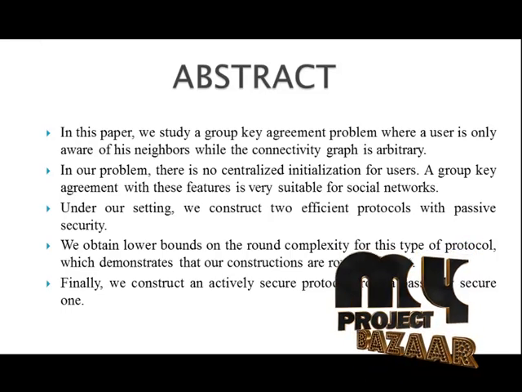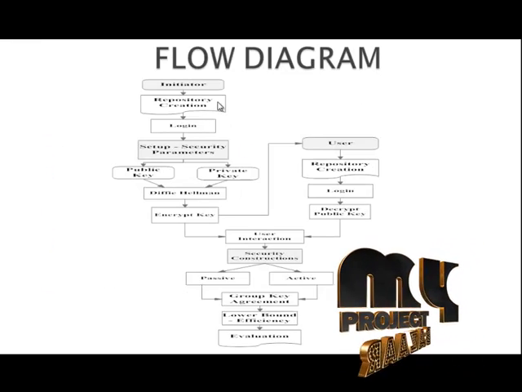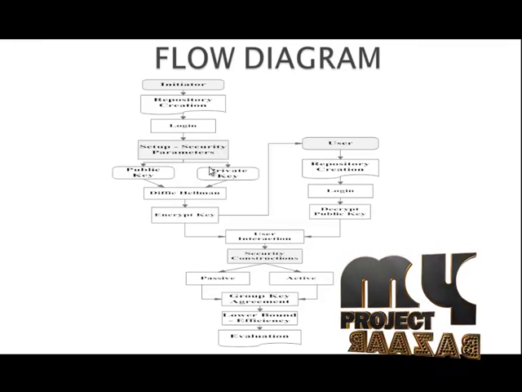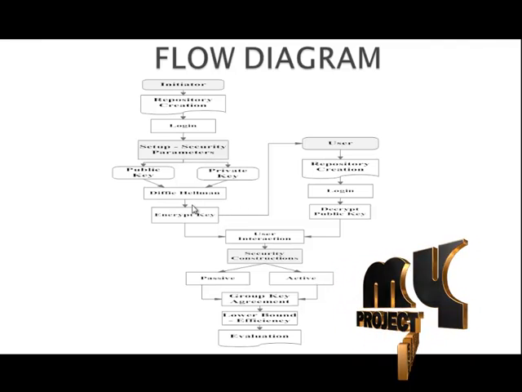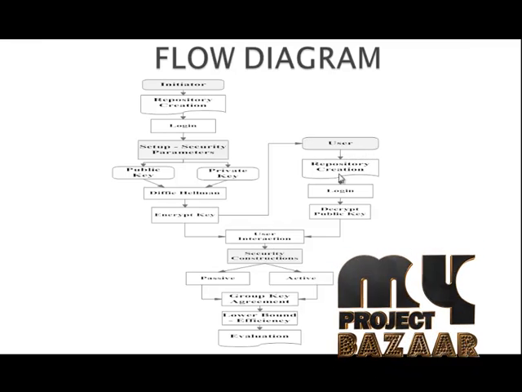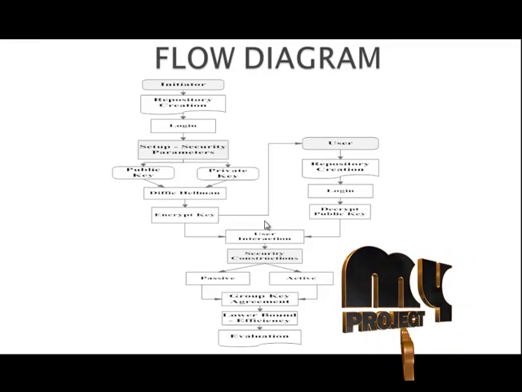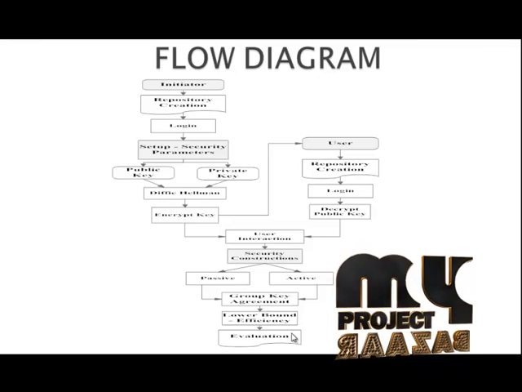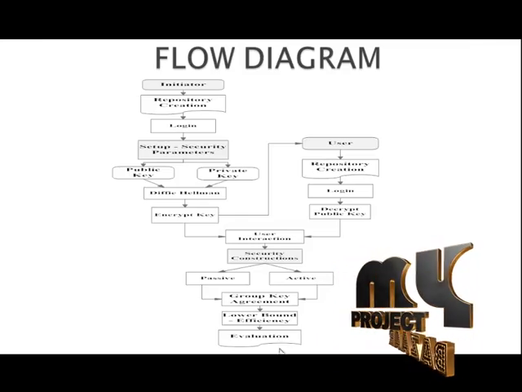Under our settings, we construct two efficient protocols with passive security. Let's discuss the flow diagram for our project. An initiator creates a repository for the users. Once they log in, they can set up the security parameters by creating a public key and private key using the Diffie-Hellman process and encrypt the key. Once they encrypt the key, they can pass it to the user. The user can create a repository, log in, and decrypt the public key, and once there is an interaction between them, the security construction provides a passive and active connection using the group key agreement. Finally, we are finding the lower bound efficiency using a graph evaluation.